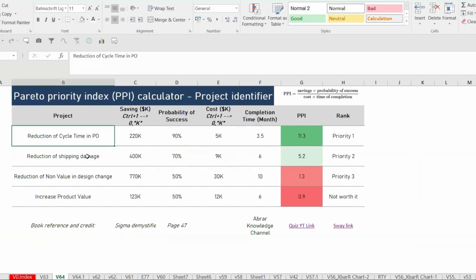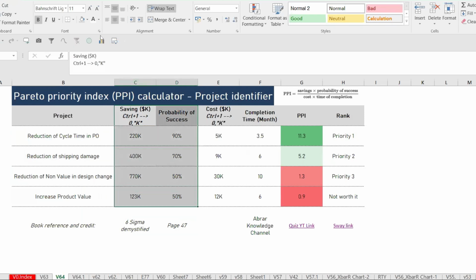So there were three projects, and I have added one more project, so totally there are four. These three projects come from the example in Six Sigma Demystified, page number 47, and you can find the values there. So first of all, saving. These are the four values. These two things go in the numerator, and these two things go in the denominator.